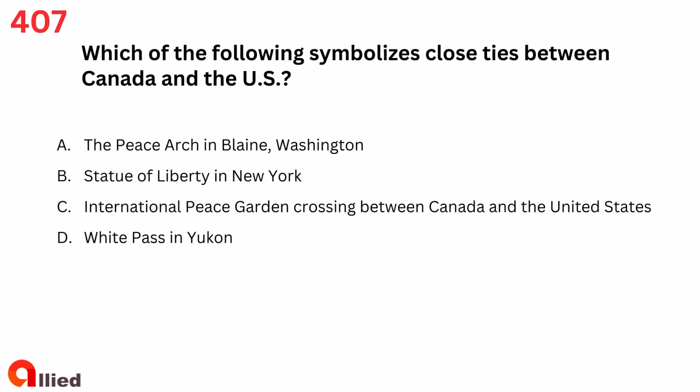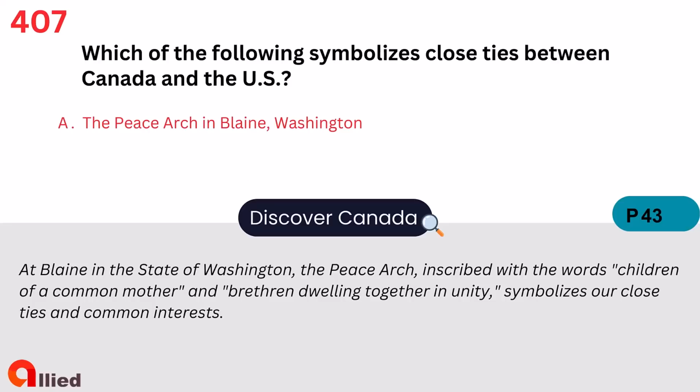A. The Peace Arch in Blaine, Washington. B. Statue of Liberty in New York. C. International Peace Garden crossing between Canada and the United States. D. White Pass in Yukon. The answer is A. The Peace Arch in Blaine, Washington.